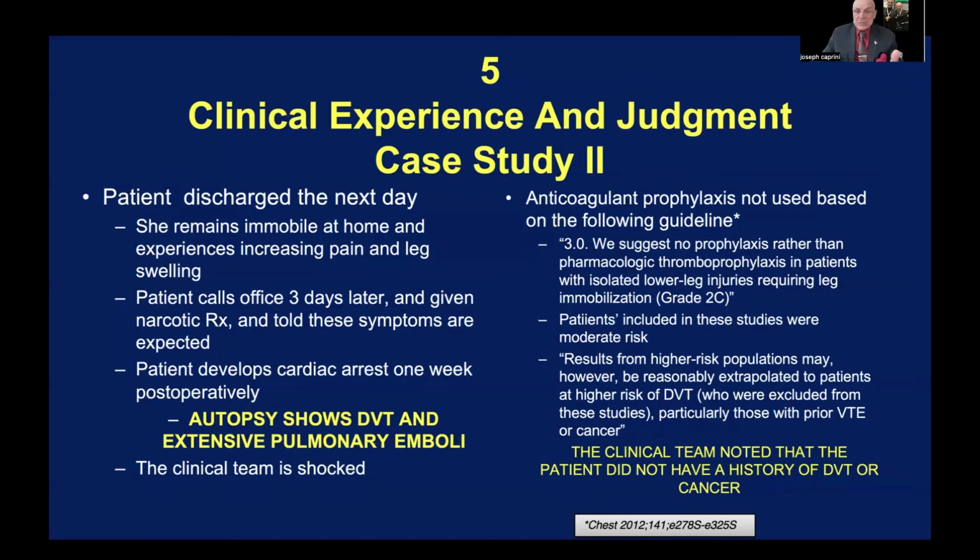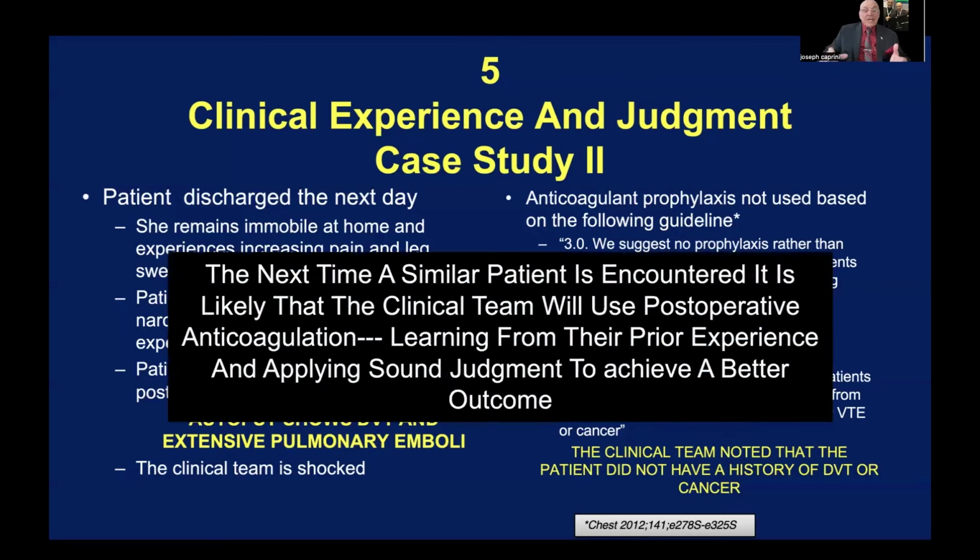And number two is this discussion about lower leg fractures is in moderate risk patients. This is not a moderate risk patient. She had all these high risk factors, including inflammatory bowel disease, chronic leg swelling, high BMI, birth control pills, straight leg brace. And a straight leg brace can block the popliteal vein and lead to a further decrease in the circulation.